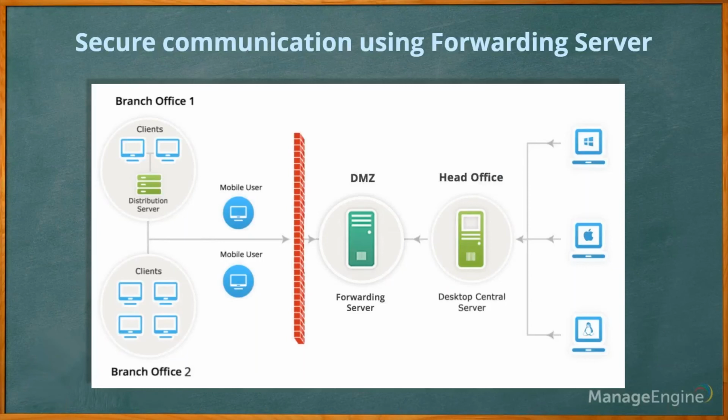Okay, right. So in the previous slide we saw that we do have the option to place the server in DMZ. But what if I don't have an option to place a server in DMZ? In this case, I can use the option called forwarding server. So what is this forwarding server? A forwarding server acts as a secure gateway server between the roaming agents and the Desktop Central server. So any communication from the roaming agents to the Desktop Central server will be routed only through this forwarding server. This makes the communication more secure.